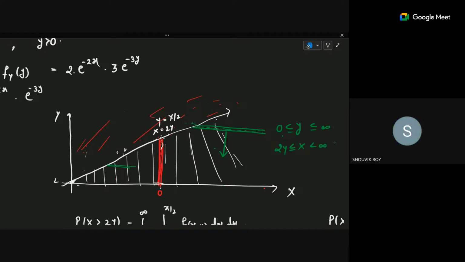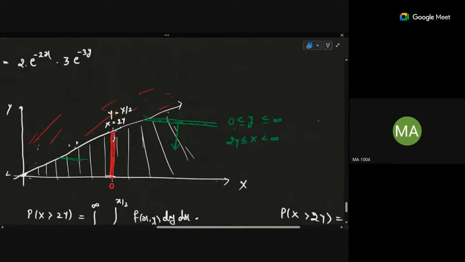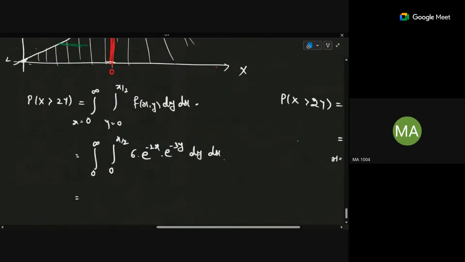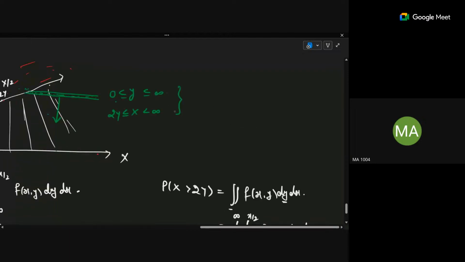Ma'am, we can take any one, okay? If you want to do the calculation, you can take either y or x. Either you take these limits or these limits. Yes, definitely, but the order of integration matters. When you take these limits, you have to integrate first with respect to x, then with respect to y.